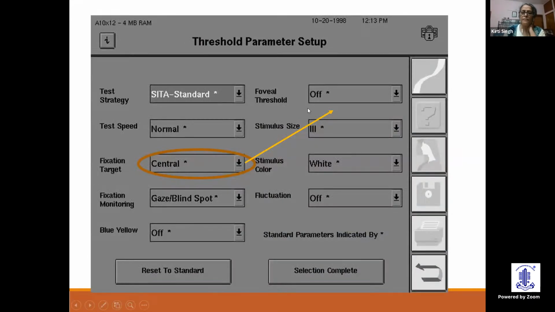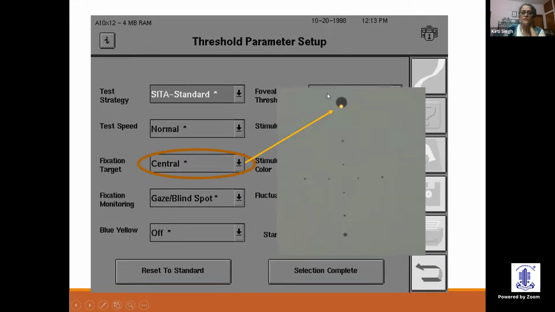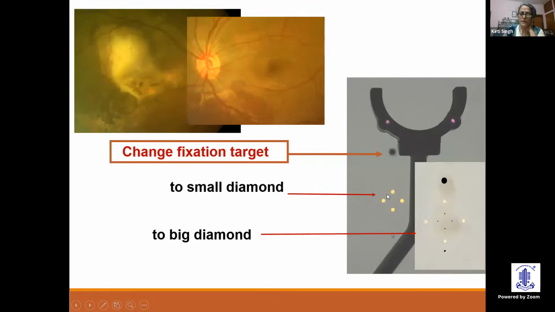And invariably, your foveal threshold would be off. Please remember, obviously when you get the field, you can't determine that, but when you are doing or ordering a field, try to get the foveal threshold on. So this is the central target. To understand, this is the central target with the yellow dot. This is the inferior small diamond and large diamond.